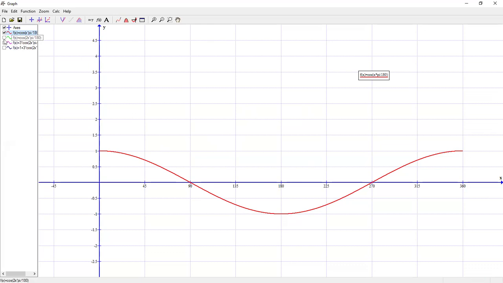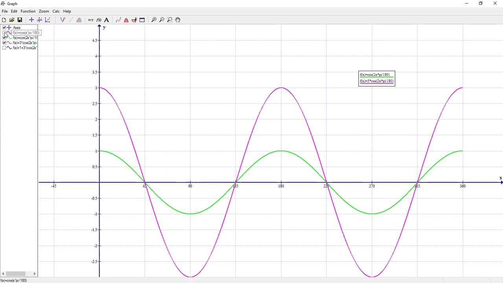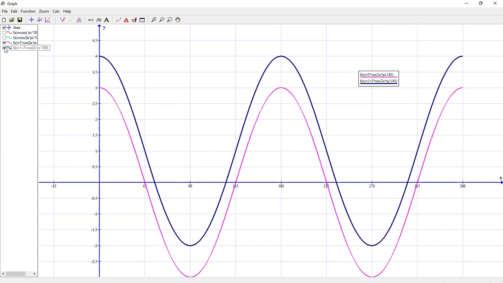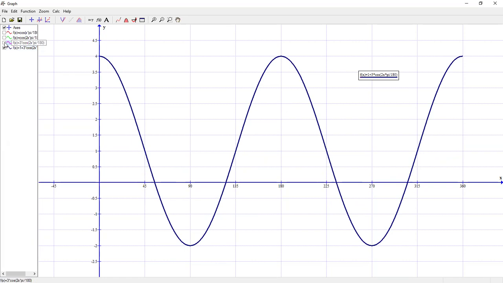Okay, then we multiply x by 2. So this is cosine of 2x. You can see the frequency has doubled, or it has shrunk in the x direction. So this green graph is for cosine of 2x. Okay, now we multiply it with 3. If I multiply with 3, you can see only the amplitude will change, and in the x direction it will have the same shape. Okay, and finally, if I add 1 to it, I will shift this graph upward by 1. So this is my final graph. So you can see this is the final graph.